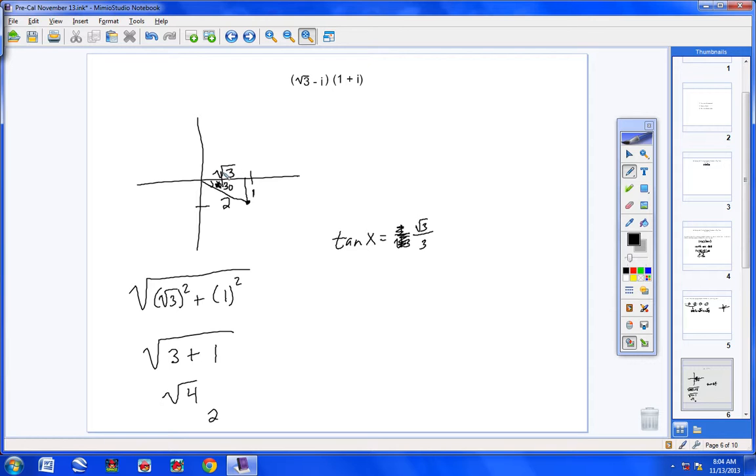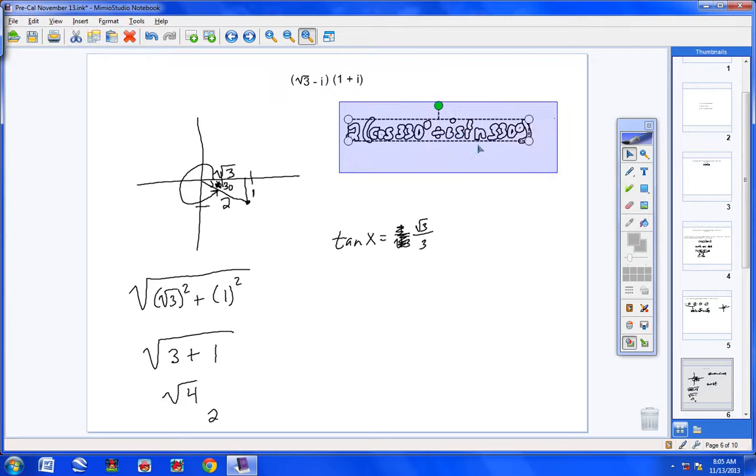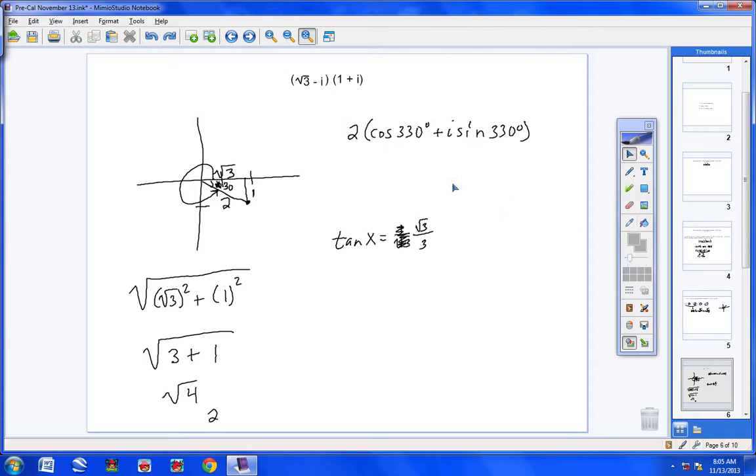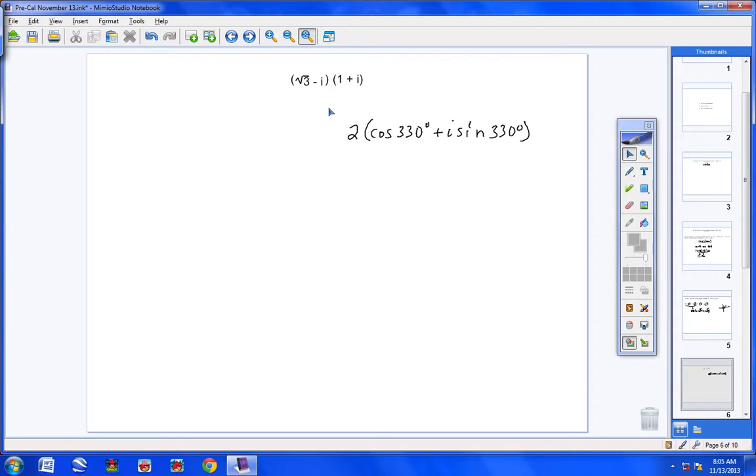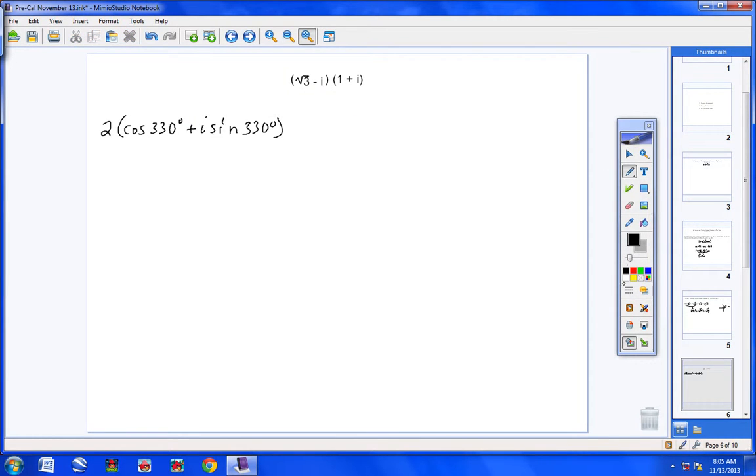And then remember, you always start here on the x-axis, you rotate all the way around to the hypotenuse, so the angle you want is 330 degrees. So there we go. I have written it in trig form, and the answer would be the length of the hypotenuse, which is 2, and then cosine of 330 plus i sine 330. So there we go. We just found this first complex number in trig form. And now let's find the trig form of the other number.